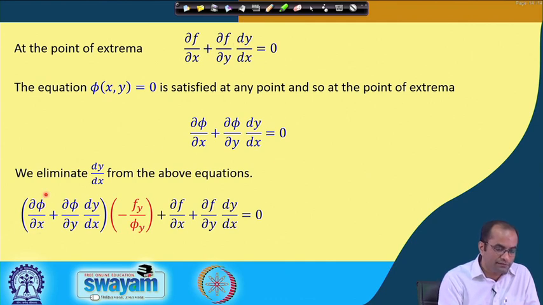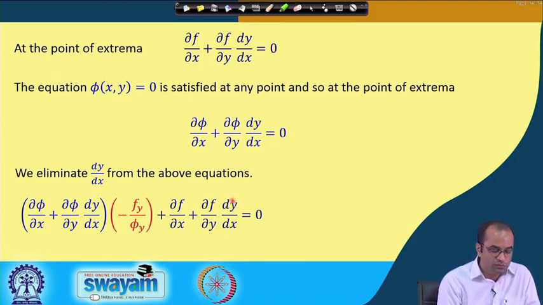Here we have del phi over del x plus del phi over del y dy over dx, the left hand side of this second equation, and we multiply by minus f y over phi y. The idea is that this phi y and this phi y will get cancelled, and we have, with the minus sign, dy over dx and del f over del y, and here we have del f over del y and dy over dx.